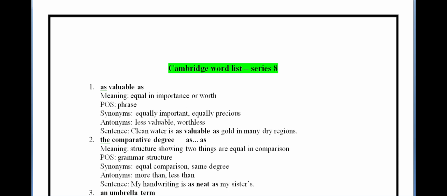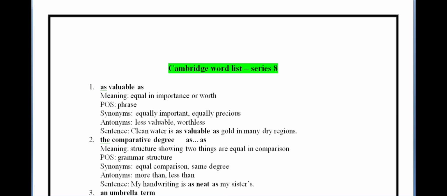So here comes the first word, as valuable as. That means equal in importance or worth. It is a phrase. A phrase is a group of words. So the parts of speech, POS, is parts of speech. The parts of speech is, it's a phrase.